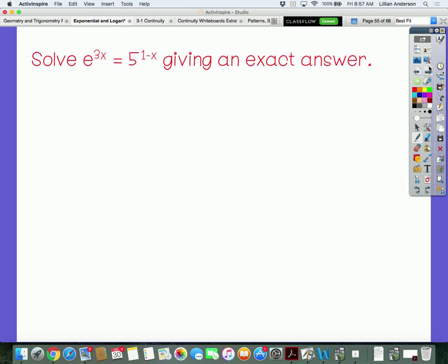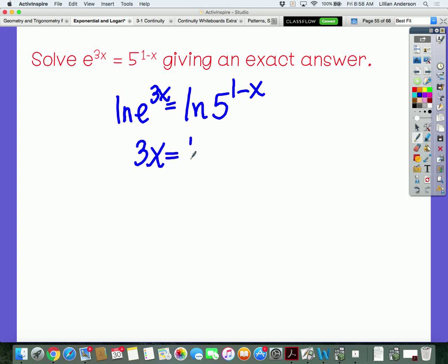Take the natural log. And I would suggest taking the natural log instead of the regular log because we have an e there. If we take the natural log of both sides, what happens on the left-hand side? ln of e cancels out and 3x comes down. Or if you want to be proper, the 3x comes down first and then ln of e cancels out. Regardless, it's just going to be 3x. And on the other side, that 1 minus x is going to come down as well.